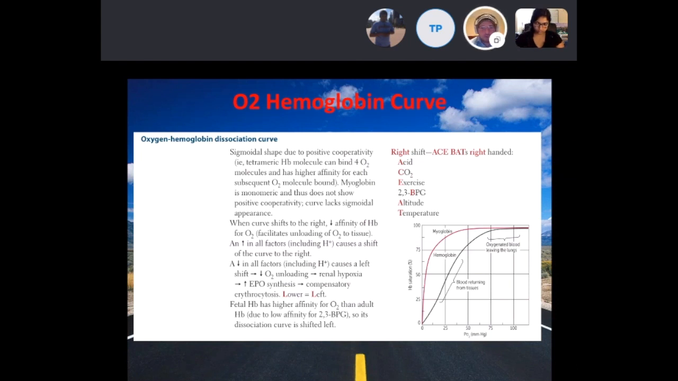But like we were just saying, when things increase, like increase 2,3-BPG, then we're going to be moving things to the right, and like you guys said, that's going to be decreasing the affinity, meaning we want to unload the oxygen. Makes sense? How about carbon monoxide?